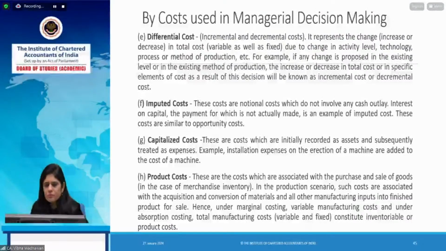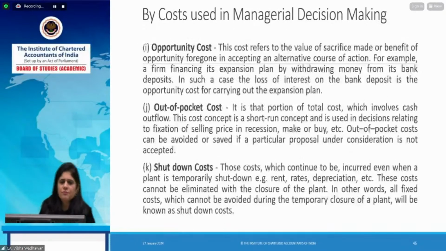Okay. So the costs which are associated with the purchase and sale of goods, costs associated with acquisition and conversion of material and all other manufacturing inputs into finished product for sale. So in marginal costing, variable manufacturing cost, all of these costs are product cost. Whatever the manufacturing cost is, it is product cost.